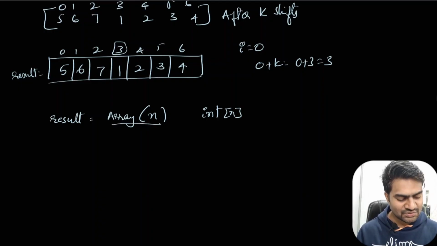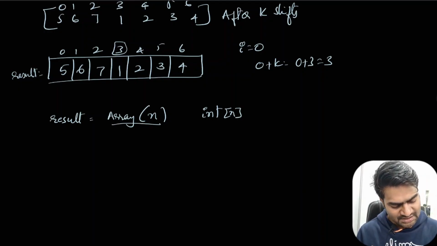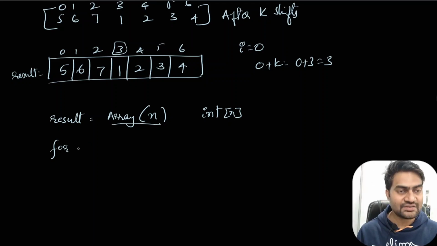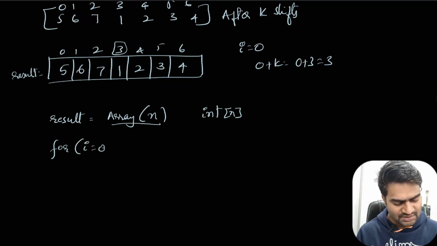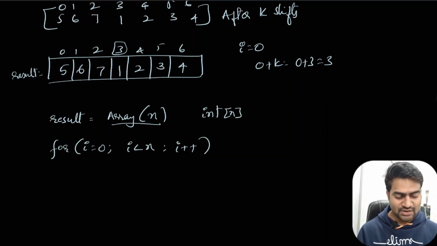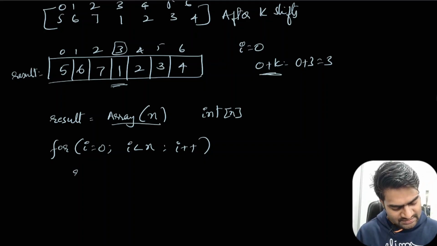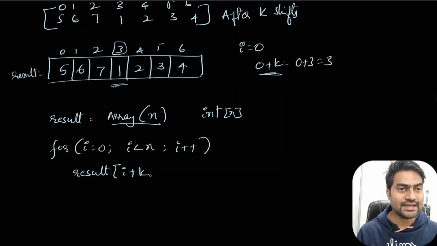So anyhow, it's a pseudocode. The result will be an array of size n. Now I will use a for loop for i equal to 0, i less than n, i plus plus. In the resultant array, I add my k. So result of i plus k, but I should not do i plus k only, because after it reaches the 6 value, it will overflow.